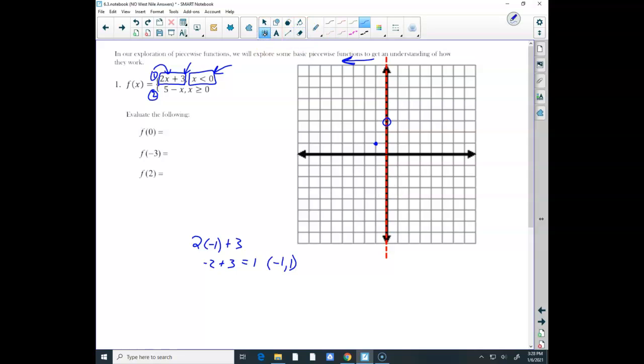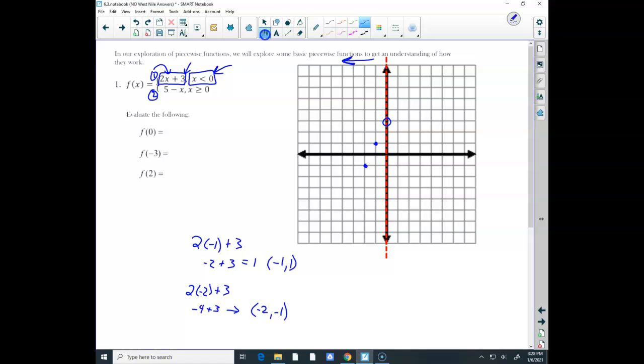And if I went to another one, I could say, oh, how about -2? So I'd plug -2 in there. Well, that's going to give me -4 plus 3. Well, that's actually going to give me my ordered pair: put -2 in, it's going to spit -1 out. And I'm going to go plot -2, -1. I'm going to plot that.